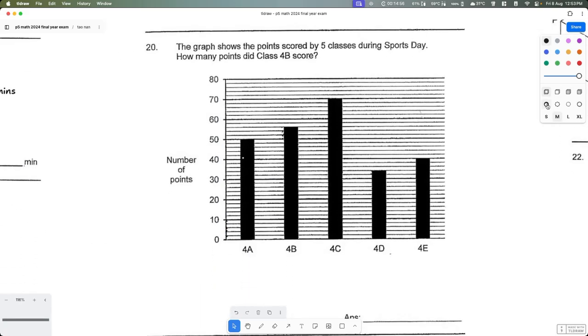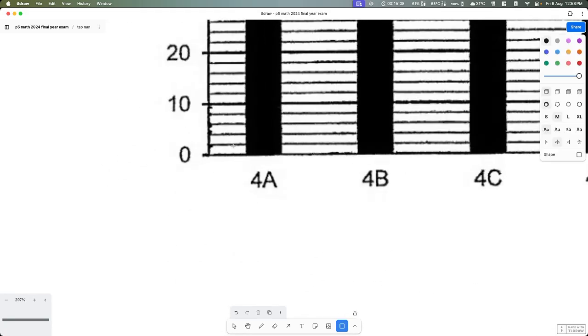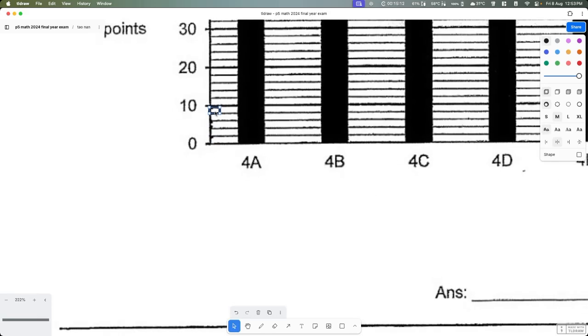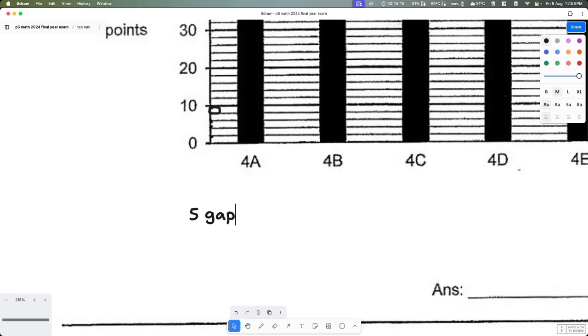It says here that the graph shows the points scored by 5 classes during sports day. How many points did class 4B score? So we count the number of gaps. We got 1, 2, 3, 4, 5. So 5 gaps is equal to 10. 1 gap is equal to 10 divided by 5, which is equal to 2.